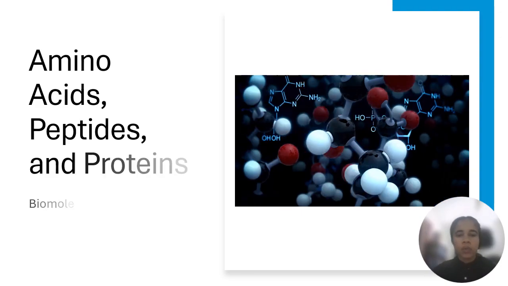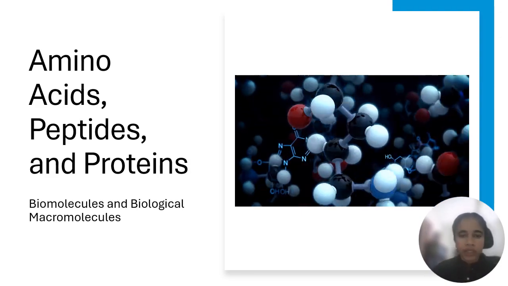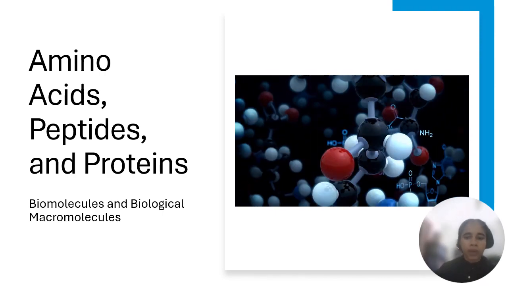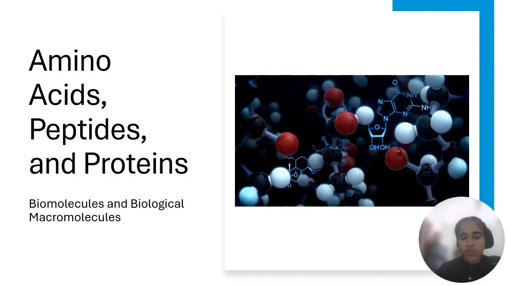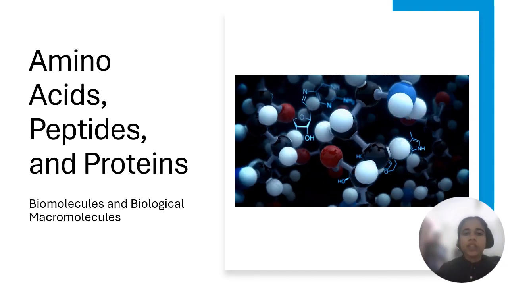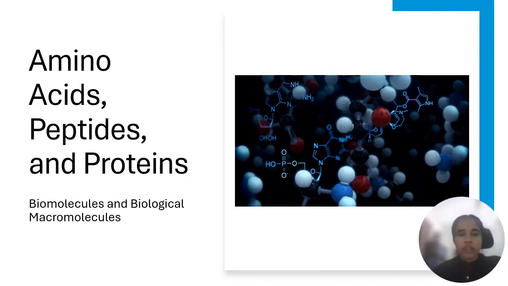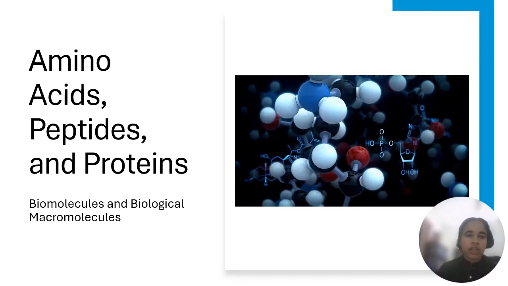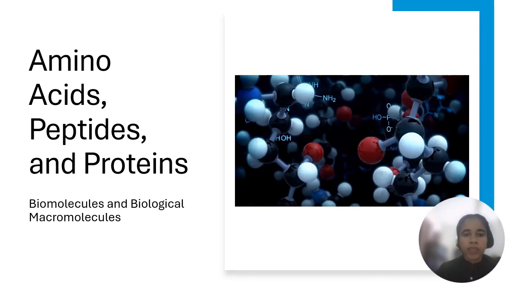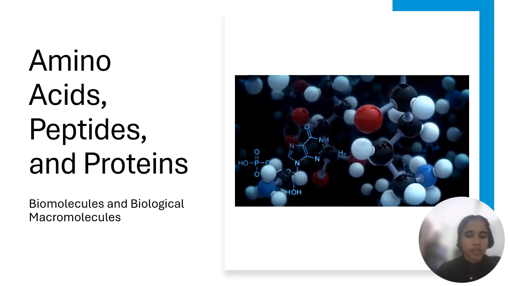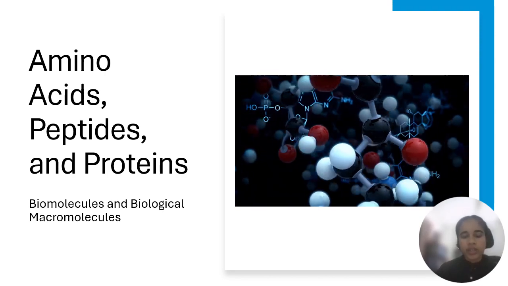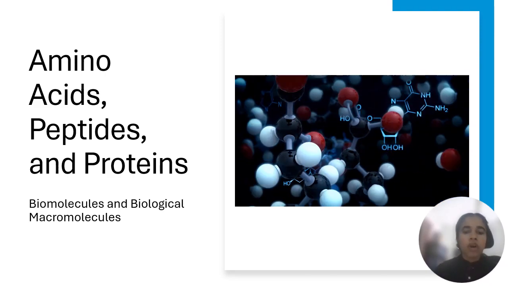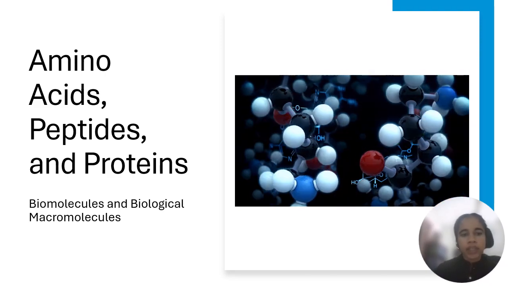Every living cell, whether in humans, plants, or bacteria, is built from tiny chemical molecules. But among all the biomolecules, one group does most of the real work of life. They build tissues, they run reactions, they carry oxygen, they send signals, they even defend us from diseases. These molecules are made from simple building blocks called amino acids. In this video, we'll clearly understand how amino acids form peptides, peptides form proteins, and proteins make life possible.